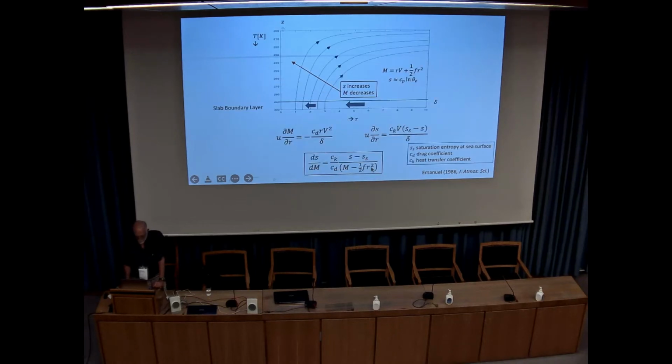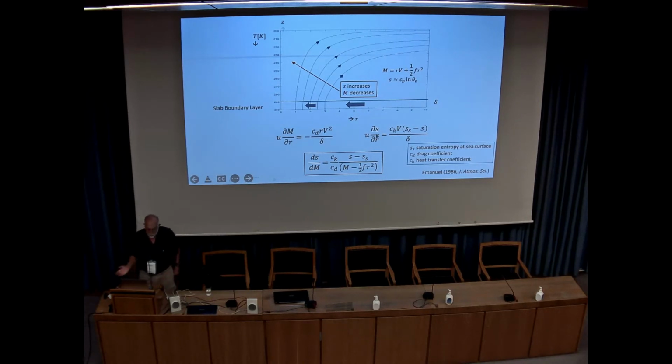Okay, so how do you determine then this dSdM? What's done is a simple slab boundary layer model is developed. And in that slab boundary layer model, you can write an equation for M, the angular momentum. Here it's losing angular momentum; there's a sink term here. And then an equation for S, where S sub S is the saturation entropy at the sea surface. So this basically is increasing the entropy as you come in, and this is basically decreasing the momentum.